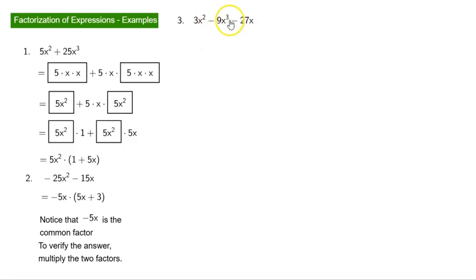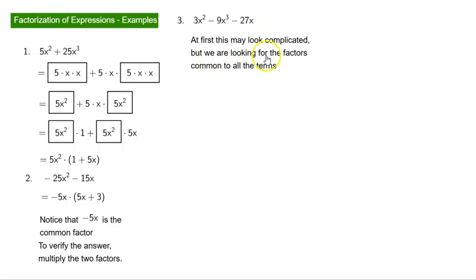Third, 3x square minus 9x cube minus 27x. At first, this may look complicated, but we are looking for factors common to all the terms. So here, 3 1s are 3, 3 3s are 9, 3 9s are 27. So 3 is common to all the coefficients. And x is common to all the three terms. Which means 3x is common to all the terms. So we factor it out.